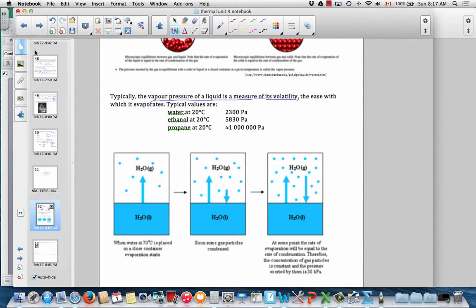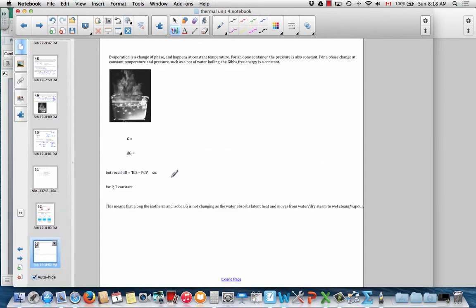And propane, of course, has a huge vapor pressure there at 20 degrees C, so evaporates very readily. So we're going to now derive this equation. Evaporation is a change of phase that happens at constant temperature.